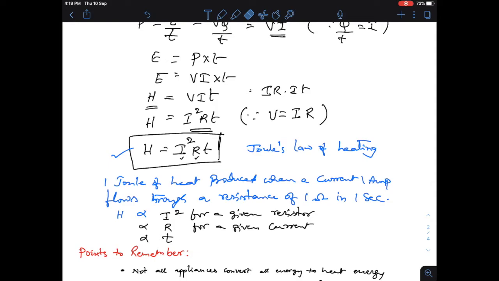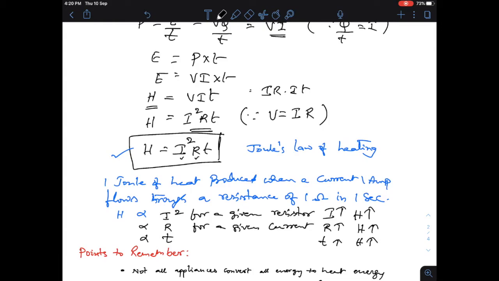Directly proportional means, as the current increases, suppose you double the current, then the heat produced also gets doubled. As the resistance is increased, heat produced also will increase. As the time during which the current passes through is increased, heat produced also will increase.